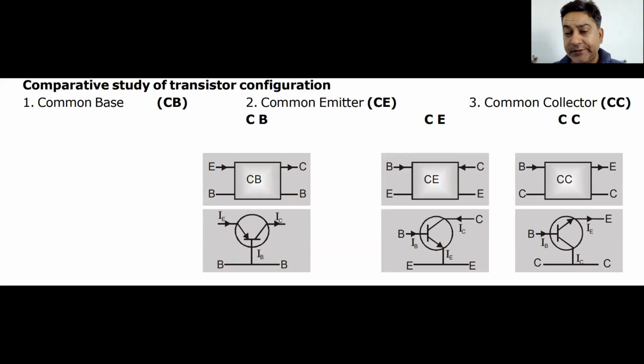Three types of configuration: common base, common emitter, and common collector. Emitter, collector, base. Do we see this? Yes, sir. Base, collector, emitter.